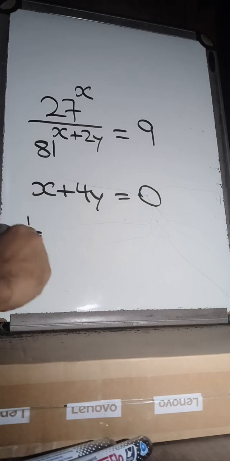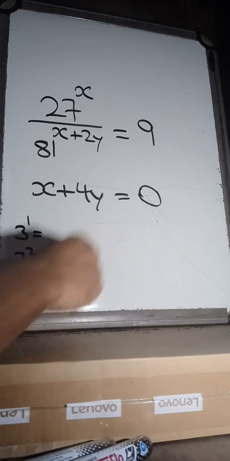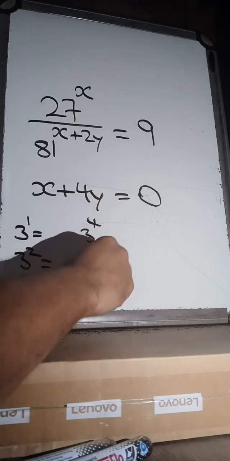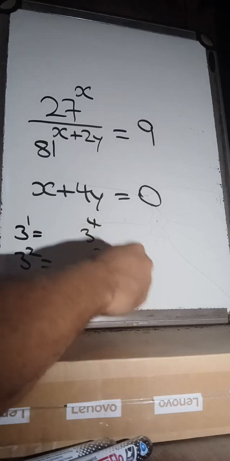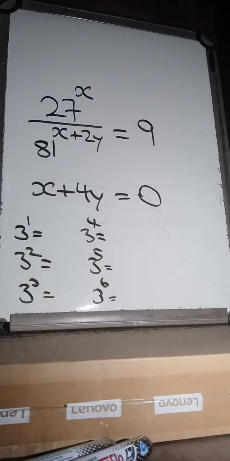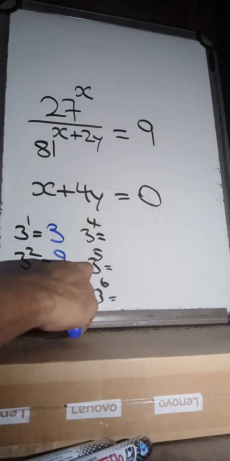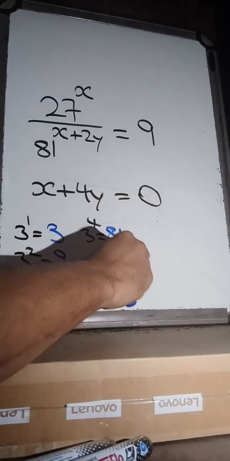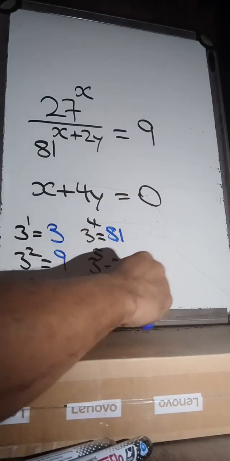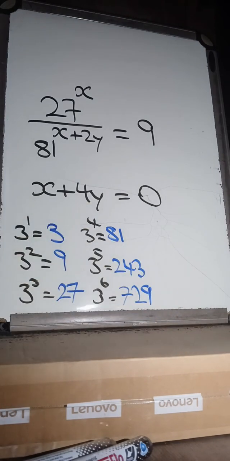3 to the 1, 3 to the 2, 3 to the 3, 3 to the 4, 3 to the 5, 3 to the 6. So we have 3, 9, 27, 81, 243, 729.